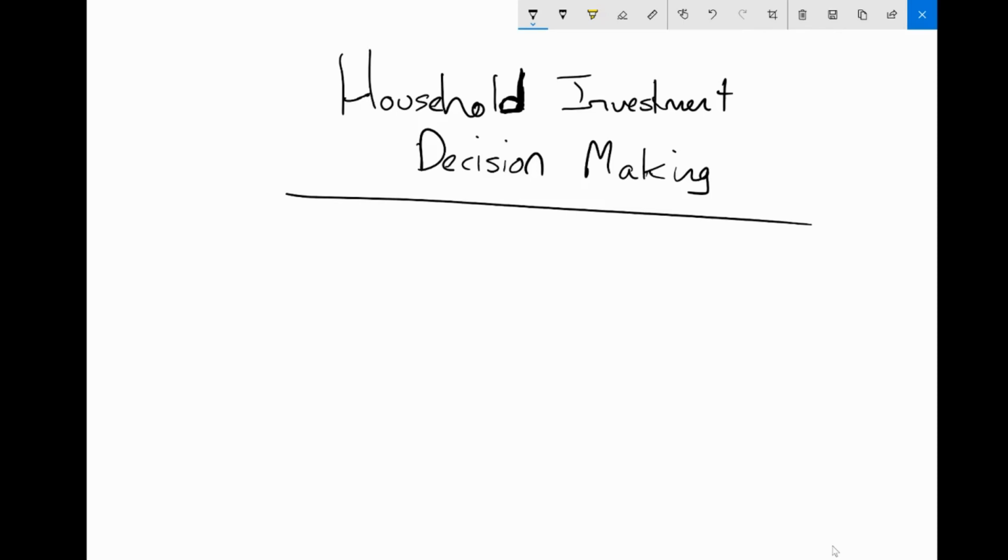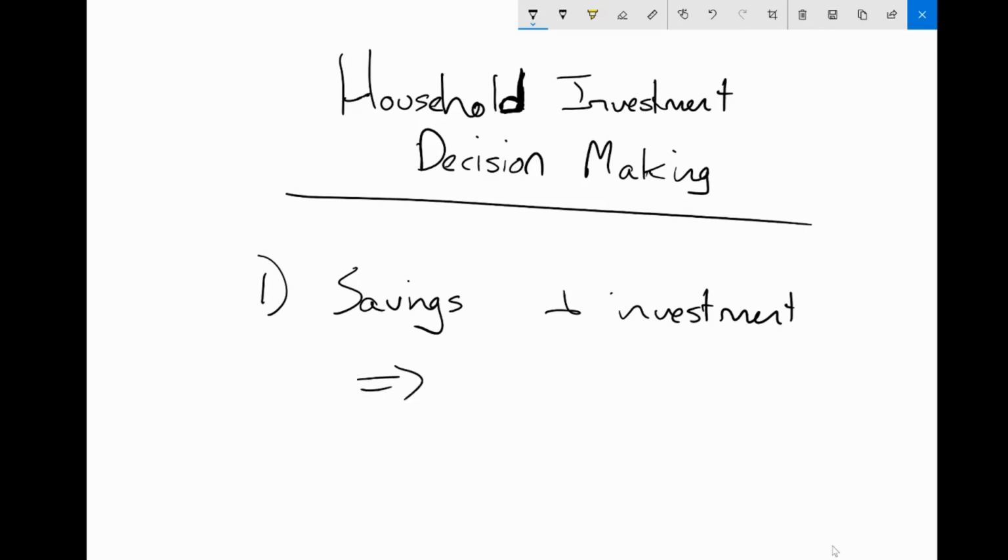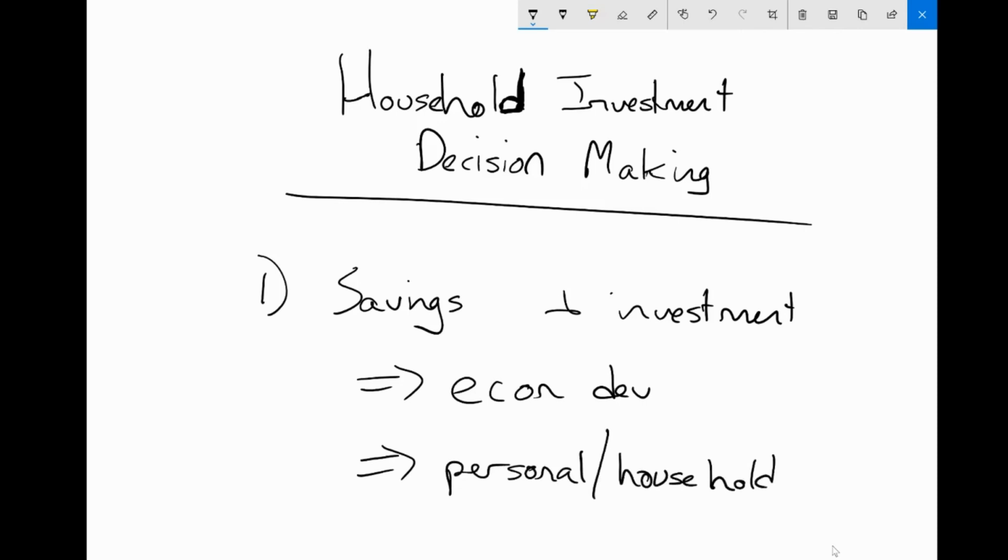First, I just want to give some background. Why am I looking at household investment decision making? Well, I'm going to conflate some things for the moment. Savings and investment is critical for economic development and for personal or household development.